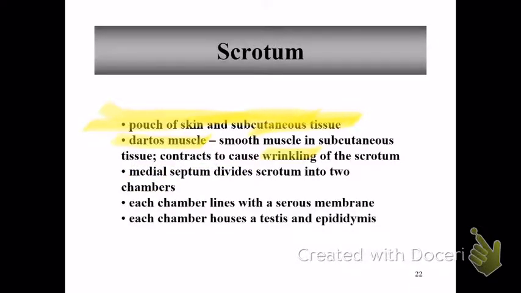Each chamber has a little bit of slippery, slimy layer. Each chamber houses a testes and epididymis. And we already talked about, we got the dartos muscle, which makes it shrivel up. And we've already written in cryptorchidism. That's where they fail to drop. Remember, gubernaculum is the tissue that helps them drop. I just like that word.